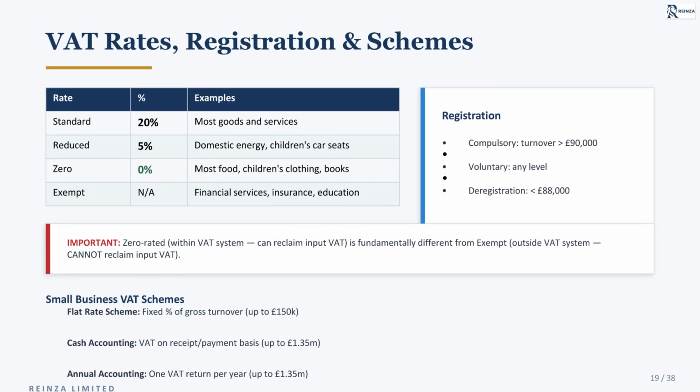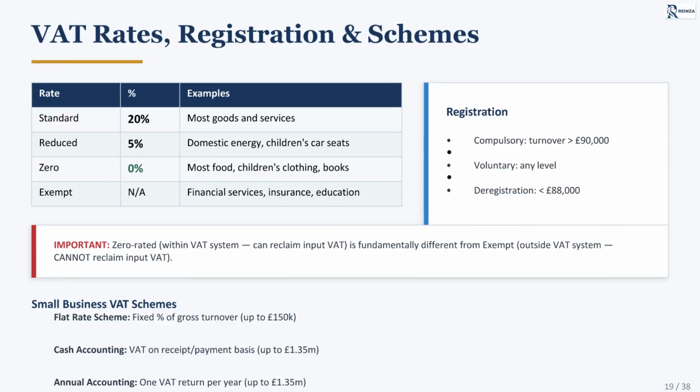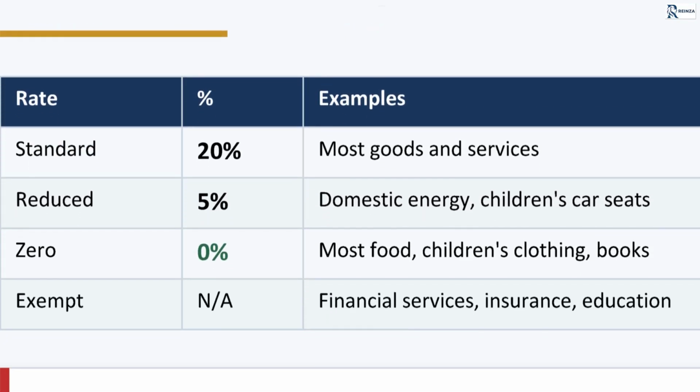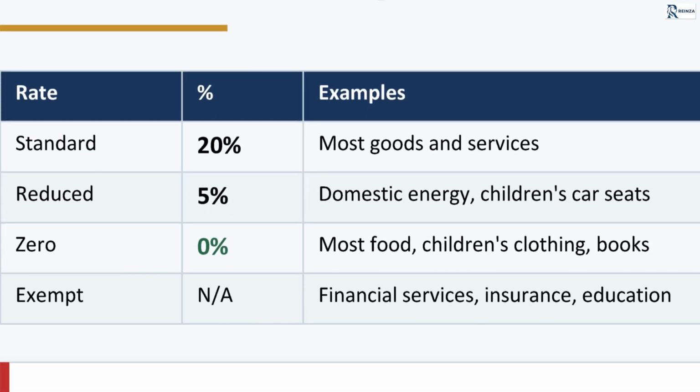There are 4 VAT rates you need to know. Standard rate is 20%. This applies to most goods and services. Reduced rate is 5%, applying to things like domestic energy and children's car seats. Zero rate is 0%, applying to most food, children's clothing, and books. And some supplies are exempt, meaning VAT does not apply at all. Examples include financial services, insurance, and education.